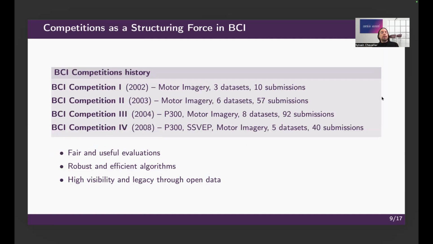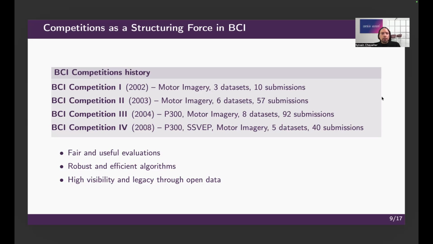And what is very good for us is that previously, it was not necessarily the case, especially in BCI. So since the year 2000, there were competitions that were really structuring and giving good visibility of the BCI problem. So the first competition was the BCI competition in 2002, where there were 3 datasets, 10 submissions, 10 teams participating. And this kind of competition gained momentum.